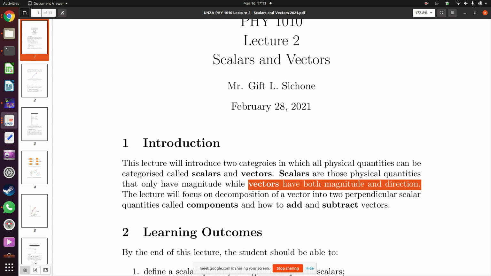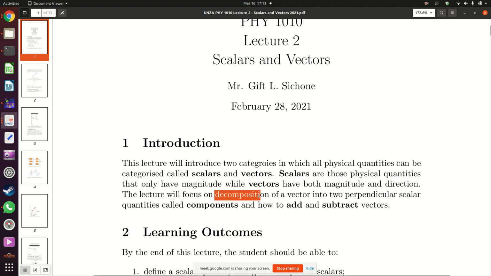There are certain physical quantities which only have got size. Those are called scalars. There are other physical quantities which have got size and direction. Direction is important. It can't be ignored with these physical quantities when you're looking at them. Those are what are called vectors. The other thing we're going to do is see during the course of the lecture how to break down a vector into what are called components. A component is how much a vector is in a particular direction. That's what a component is.